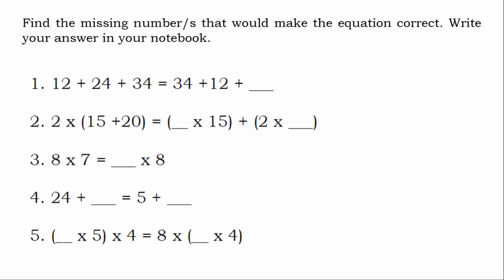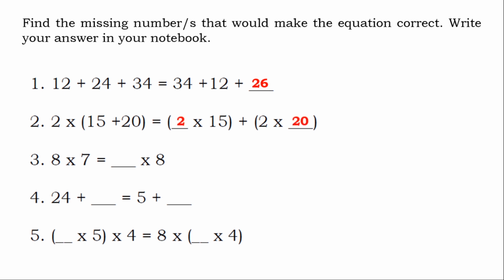Number 1, 12 plus 24 plus 34 equals 34 plus 12 plus blank. What is the missing number? Correct. The missing number is 26. Number 2, 2 times 15 plus 20 equals blank times 15 plus 2 times blank. What is the missing number? Yes, correct. The missing numbers are 2 and 20.